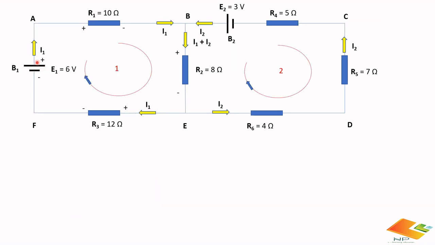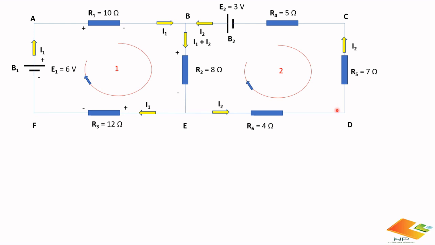Suppose current I1 flows from battery B1 through the resistor R1 and reaches node B. Let us suppose that current I2 flows from node C to node B. So the current flowing towards node E becomes I1 plus I2. At node E, the current will be divided. Current I1 will flow towards node F and current I2 will flow towards node D.